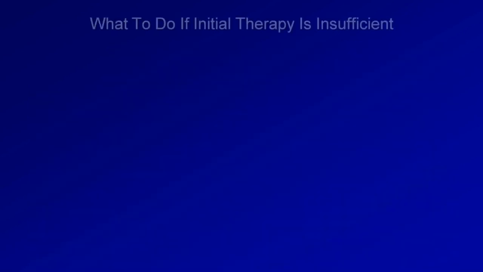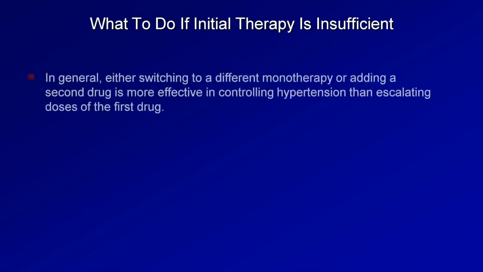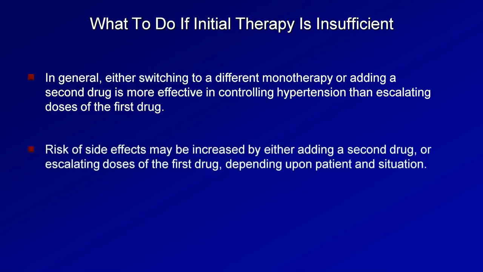Inevitably, all clinicians will be faced with the question of what to do if initial therapy is insufficient. In general, either switching to a different monotherapy or adding a second drug is more effective in controlling hypertension than escalating doses of the first drug. The risk of side effects may be increased by either adding a second drug or by escalating doses of the first, depending upon the patient and specific situation.